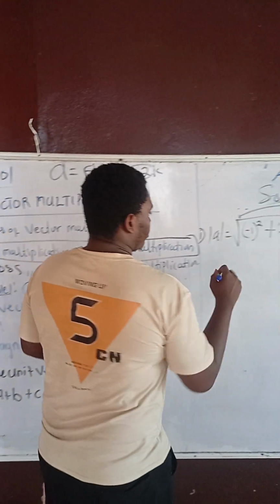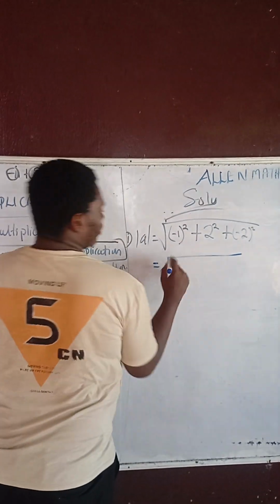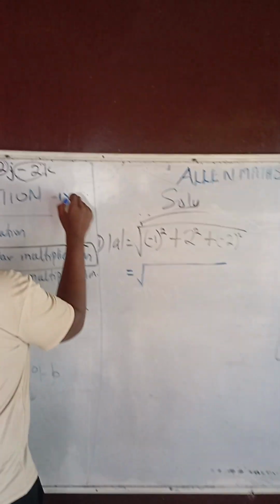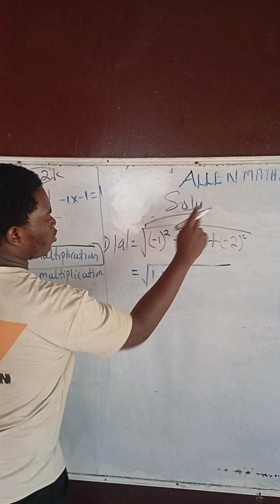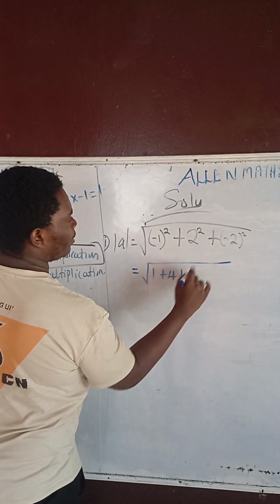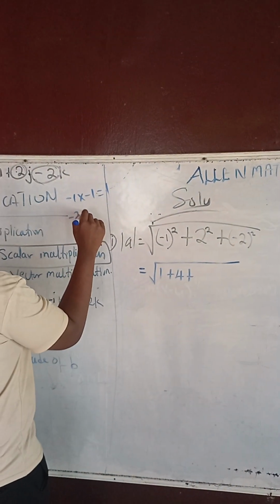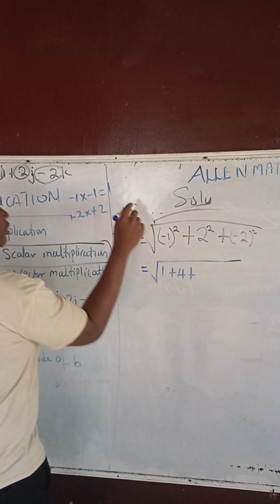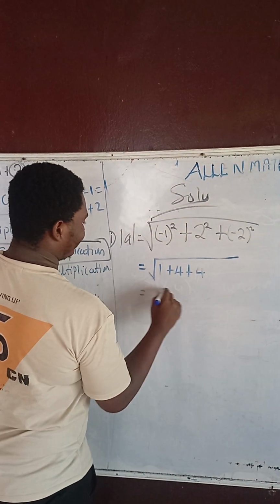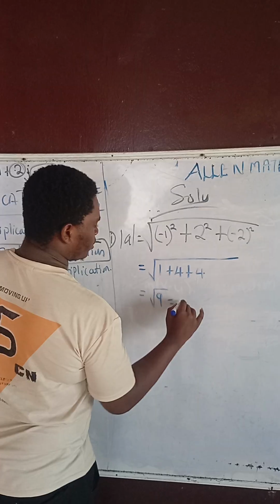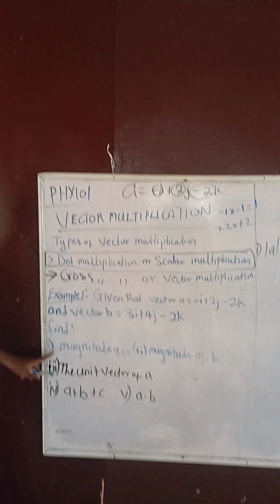So you write equals to minus 1 square, which is minus 1 times minus 1, which is equals to 1. 2 square is 4. Minus 2 square is minus 2 times minus 2, minus cancels minus, which is still 4. 4 plus 4, 8. 8 plus 1, 9. So the square root of 9 is 3. So now I've solved this.